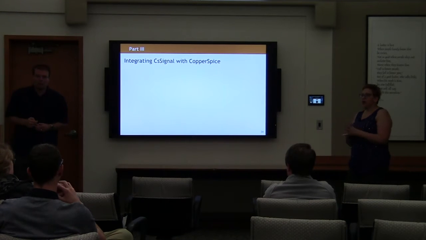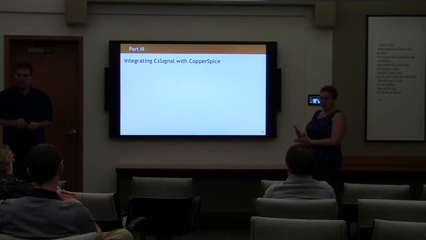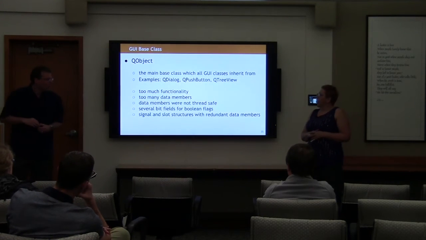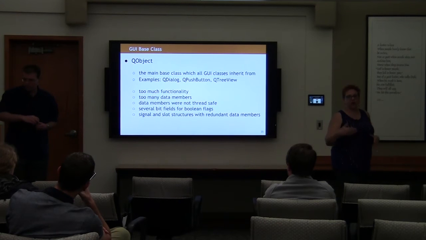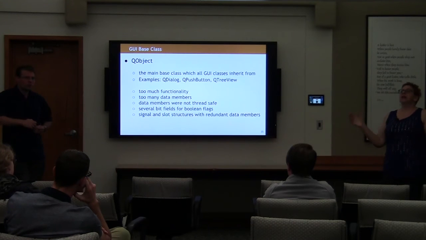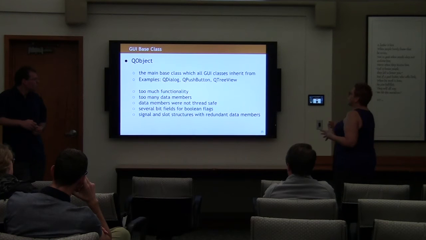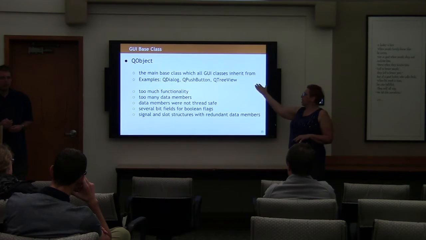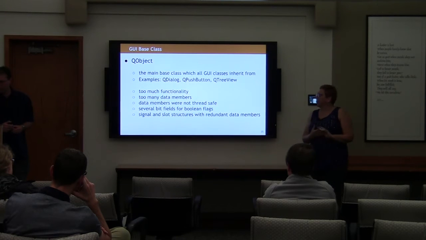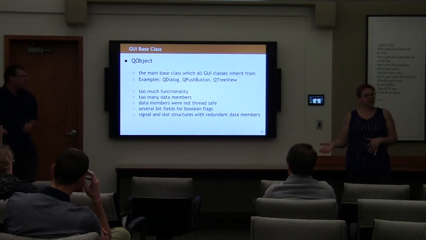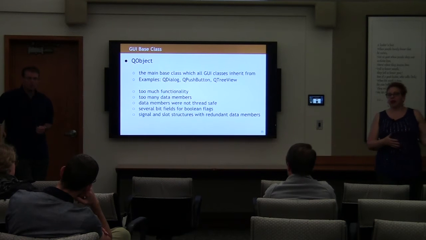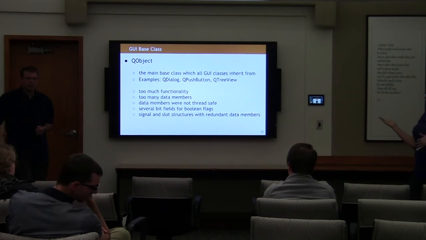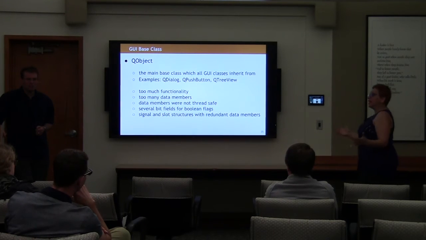So in the process of integrating our own library, becoming our own customer, we have integrated the library back with CopperSpice. In CopperSpice and also in Qt, QObject is the main class that you're always dealing with. It's the base class. Everything inherits from QObject, like QDialog, QPushButton, and QTreeView. What we noticed at the point that we had the signal library working, it's like time to integrate. We started looking at what QObject really was, and it was amazing. There was a lot of functionality which we didn't need anymore.